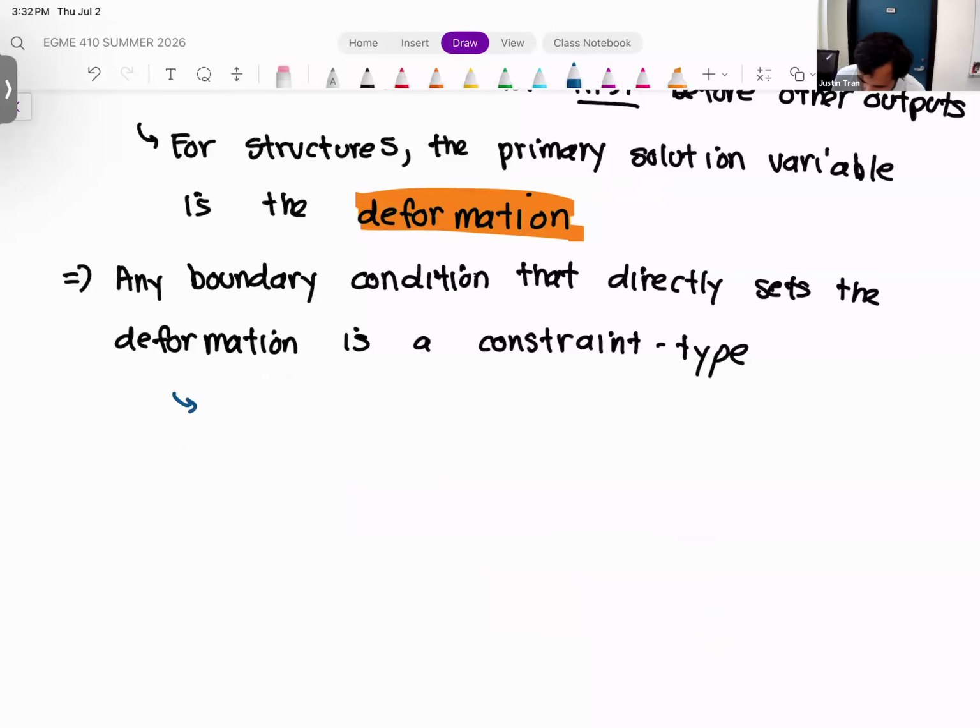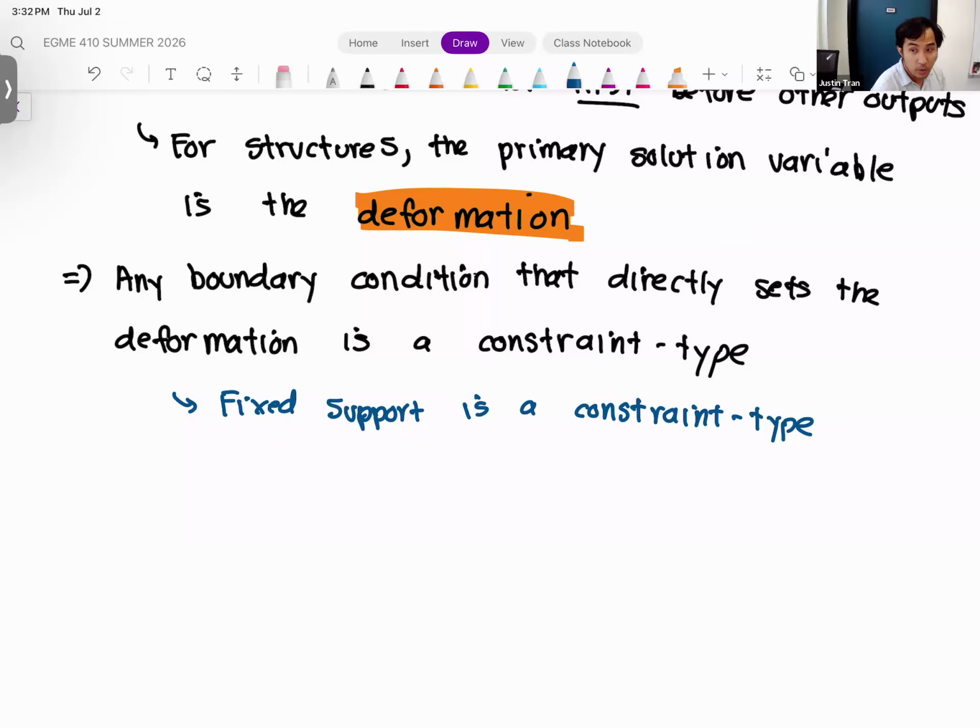Fixed support boundary conditions are going to be the most common constraint type boundary condition that you're going to specify. Almost every ANSYS activity that we're going to do is going to have a fixed support boundary condition. Fixed support is a constraint type because it sets the deformation values to be 0 at whatever location we're applying the fixed support.